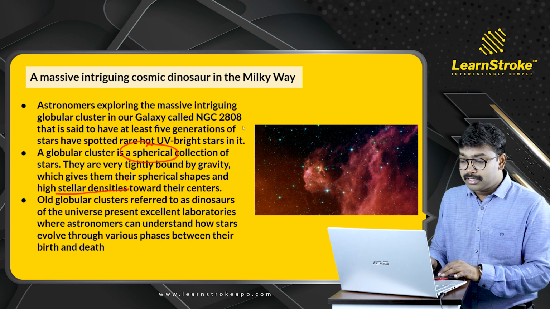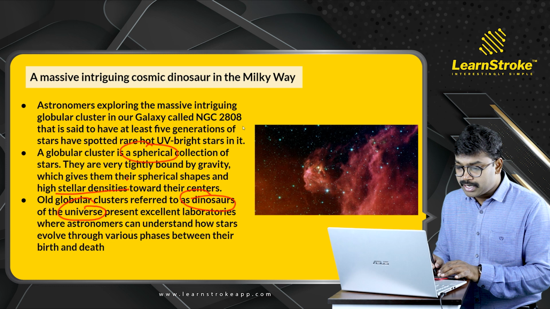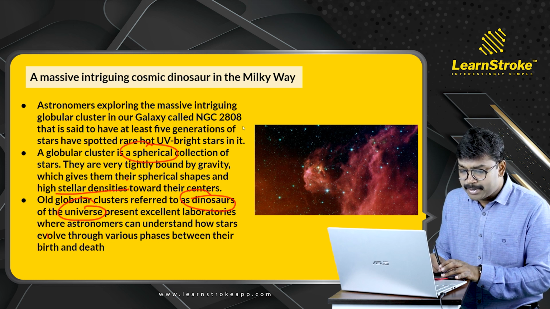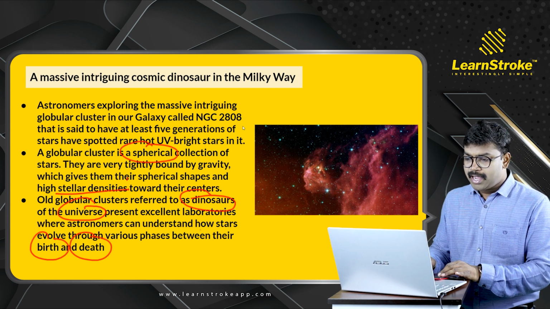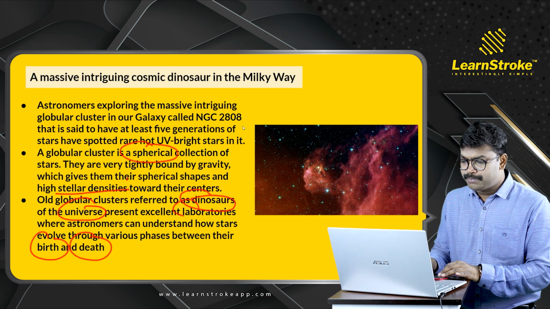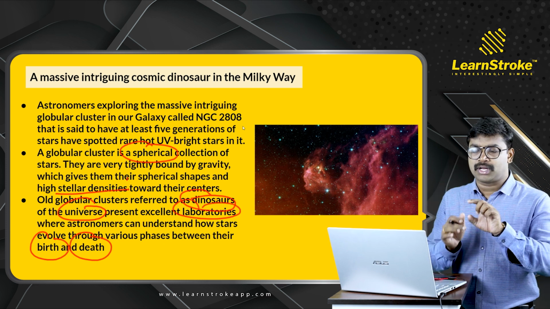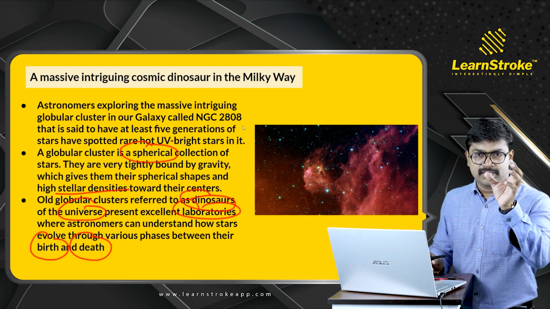Globular clusters are called dinosaurs of the universe because you can understand how the stars evolve through various phases between the birth and death. That is the point which I mentioned earlier. They act as perfect laboratories because you need to study the birth and death. You can study the whole generation of stars in globular clusters with high stellar densities and basically spherical shape.